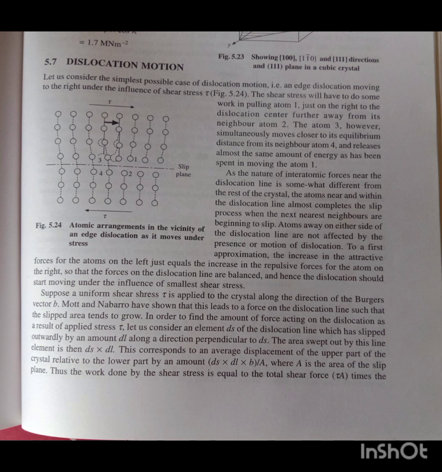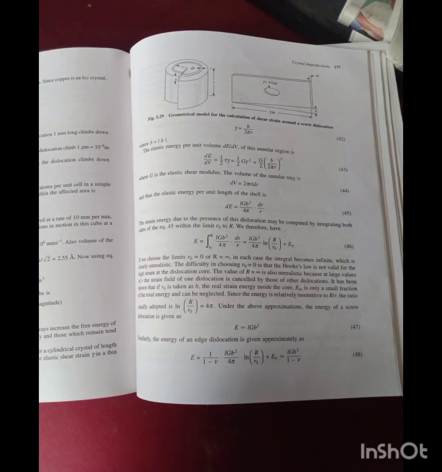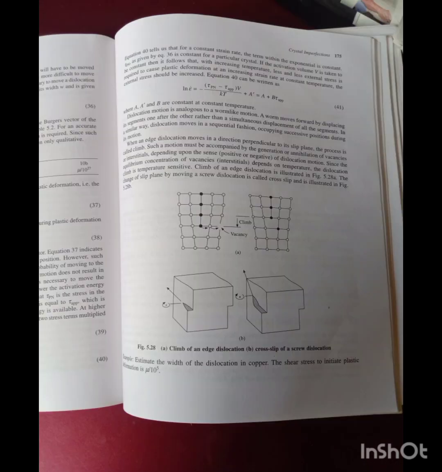Elastic deformation. If the deformation disappears after the removal of the stress, then it is called elastic deformation. The observed stress-strain relation is quantitatively represented on the graph. It is to be noted that plastic deformation is inhomogeneous in the sense that relatively a small number of atoms actually take part in the slip process. Elastic deformation, on the other hand, affects all atoms in the crystal.